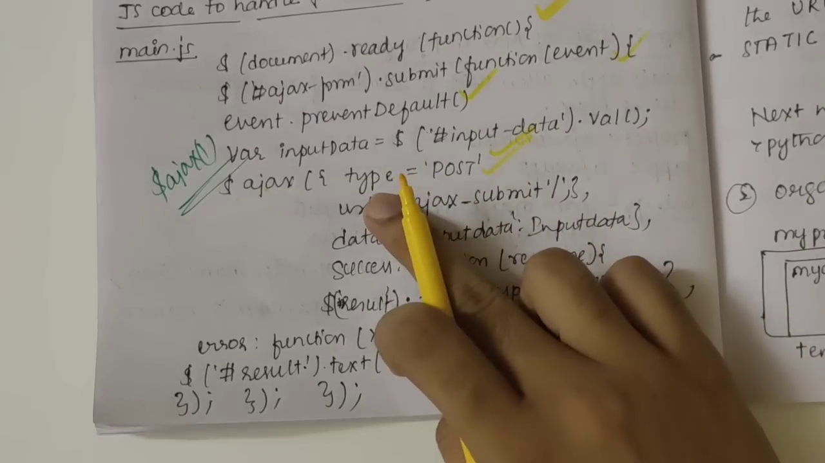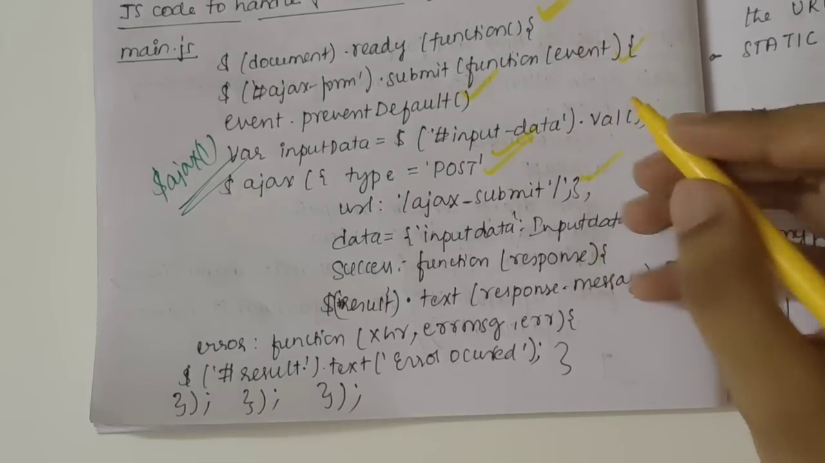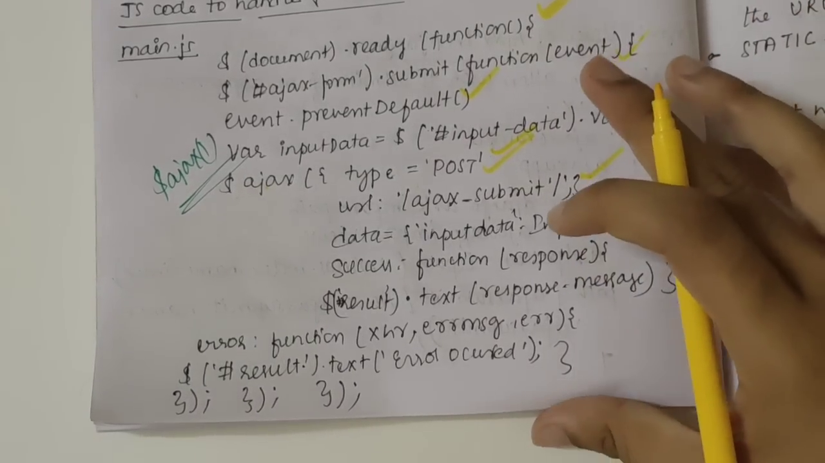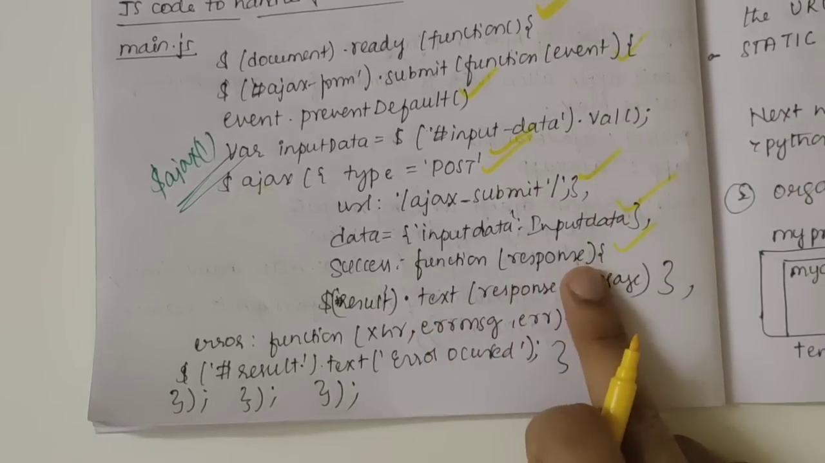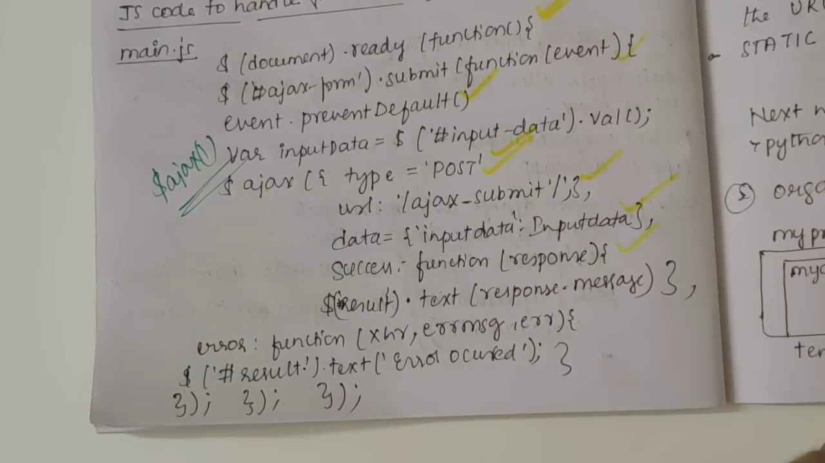Next I have the URL. That is where I'll define the server part, that is, to whom I should send. Next the data. What data would be sent? That is specified here. Next after that, success. Success is equal to function response. This is the callback function, and it will run if the Ajax request is successful.